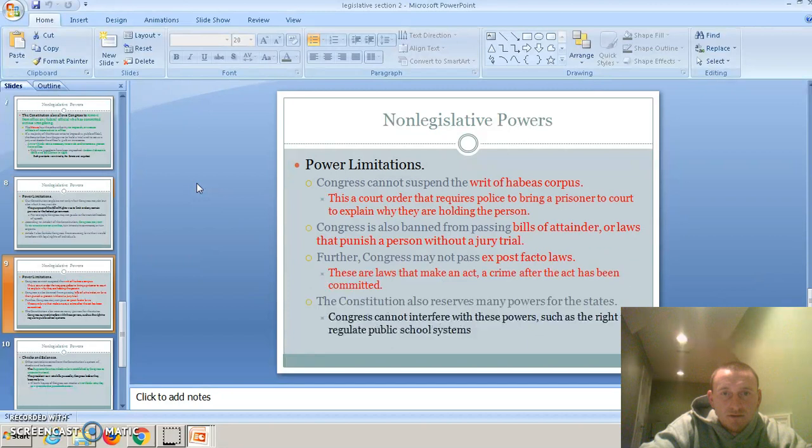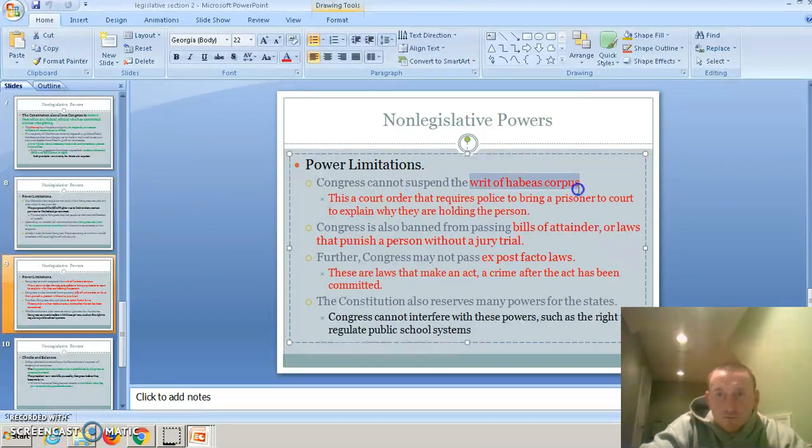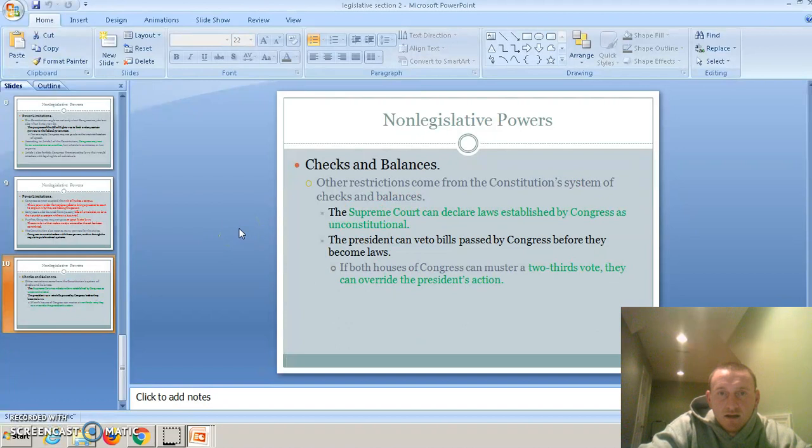Okay, Congress can't favor a state over the other. Okay, 3 words you need to know. Writ of habeas corpus, bills of attainder, ex post facto. Look them up. Go over them. Checks and balances, we said that.